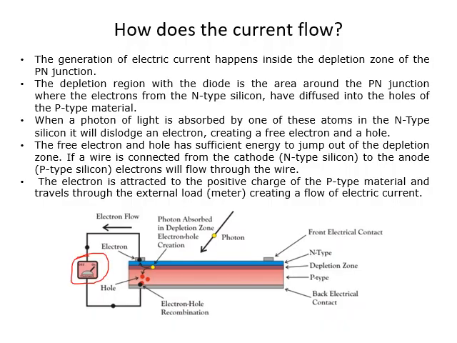If a wire is connected from the cathode, the n-type, to the anode, the p-type, electrons will flow through the wire. The electron is attracted to the positive charge of the p-type, which is the anode material, and travels through the external load, creating a flow of electric current. So you can see here the location of the anode and cathode, so the electron will be flowing through this and coming back. Okay, meanwhile we will be getting the current here.